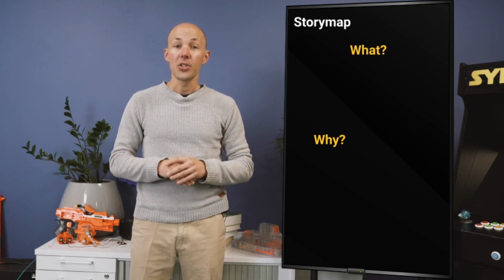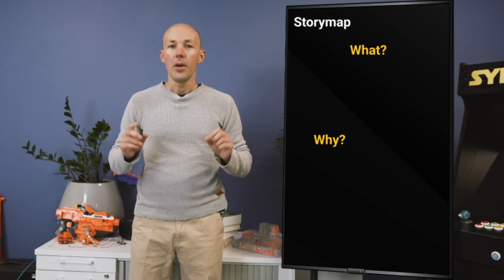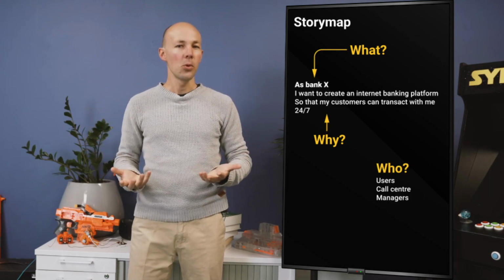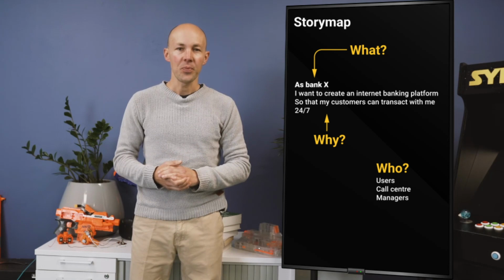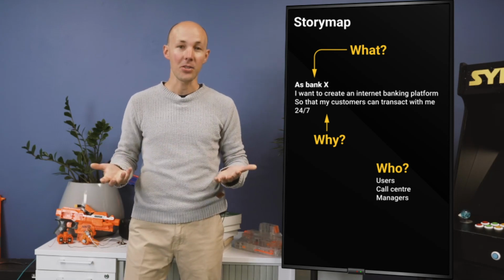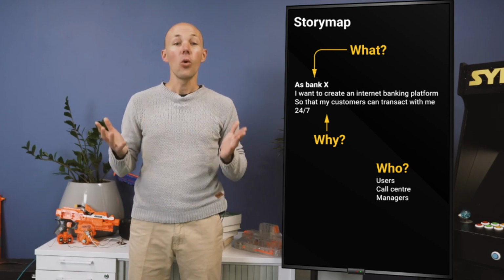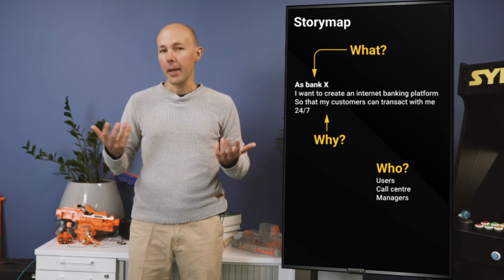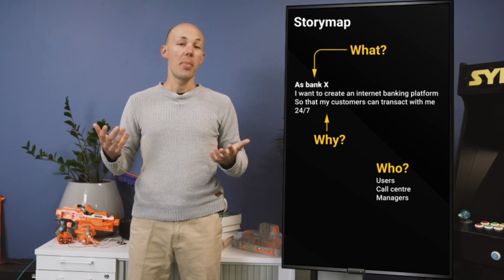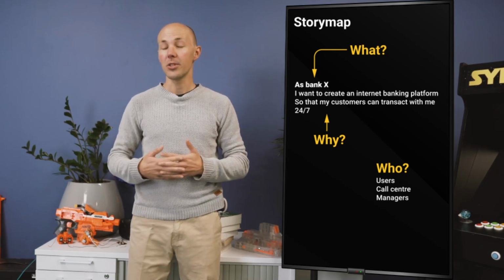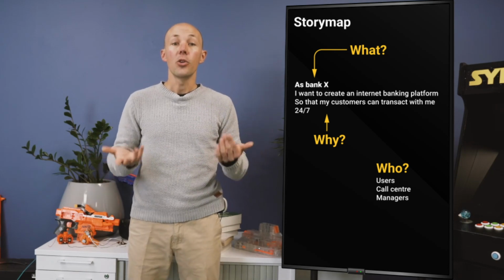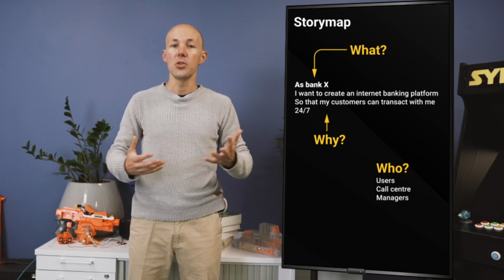So where I usually start is what I call the bird's eye view what. And I like doing it in a normal Agile user story fashion. For example, if you want to create an internet banking system for your users, the high level what would be, as Bank X, I want to create an internet banking platform so that my customers can transact with me 24/7. You can obviously do that in your user's view as well, like as a user I need X, Y, or Z.